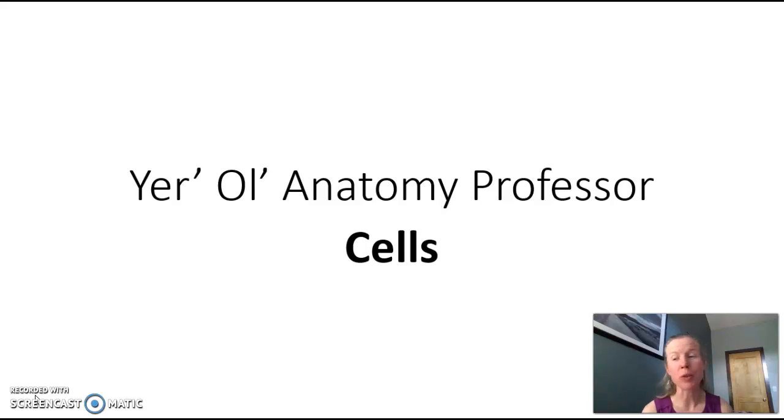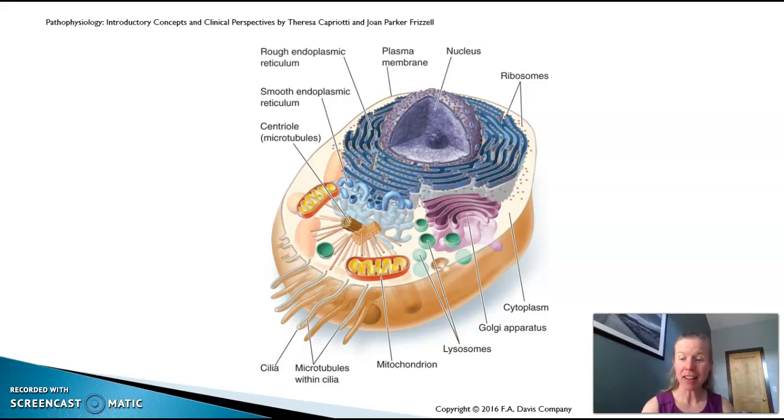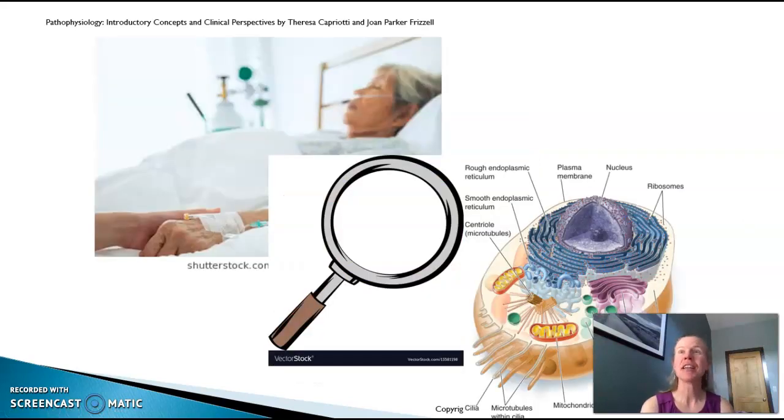Today, we're going to review cells. Now, I know you weren't very excited about cells when we studied them in A&P 1, but the first chapter of your textbook reminds you that the cell is, in fact, where all diseases start, right? It's a disruption of cellular structure or function that is, in fact, at the root of all diseases.